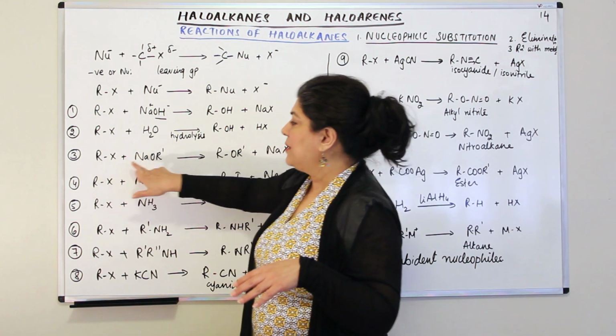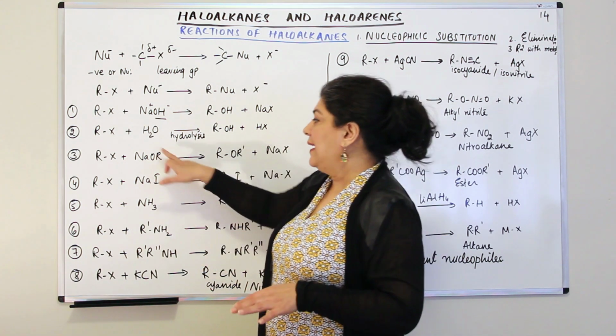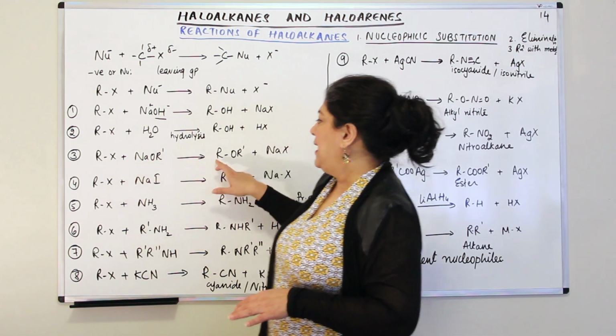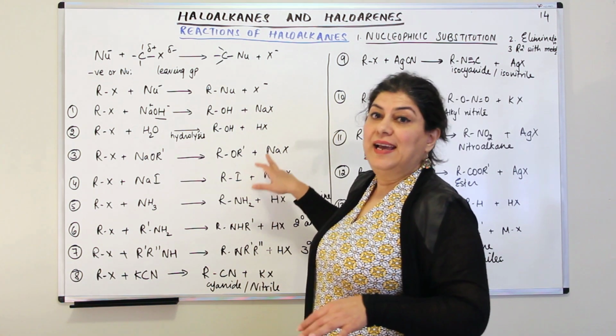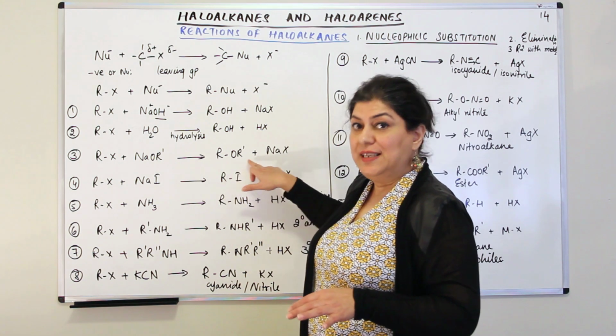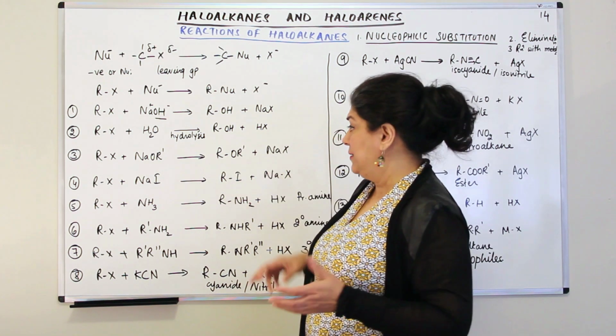So when RX combines with NaOR', OR' becomes the nucleophile and that substitutes the X. So you get ROR' plus NaX. This is an ether, right? ROR' is an ether. So you'll get an ether here.